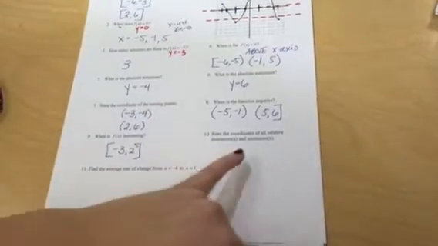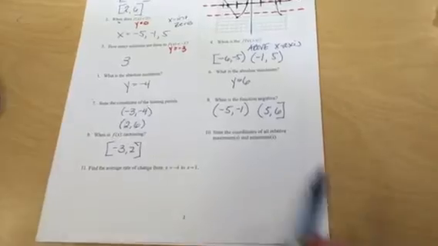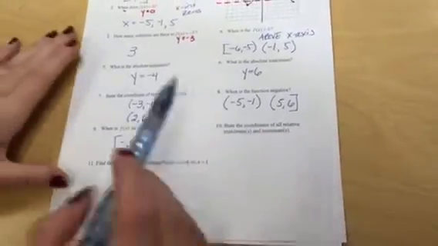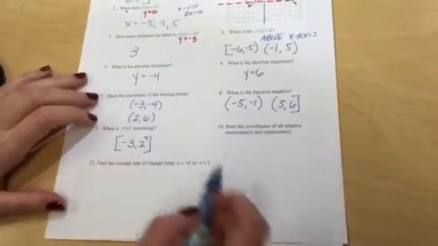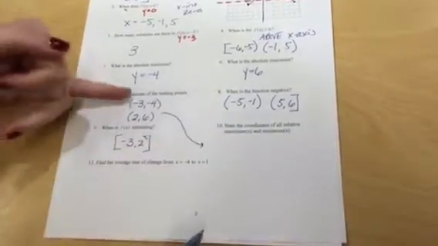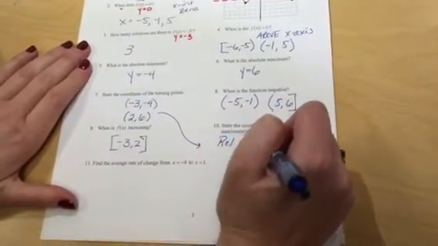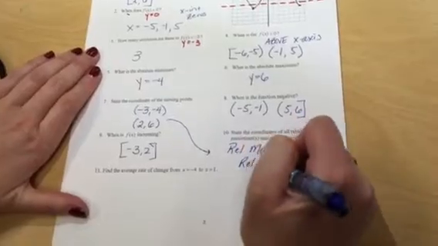So we're going to start with question 10. This is still page 2 of the review. State the coordinates of all relative max and min. What you need to realize, every single turning point turns into a relative max or min. So I have 2 turning points, therefore I should have a total of 2 answers here. So I have relative max and I have relative min.